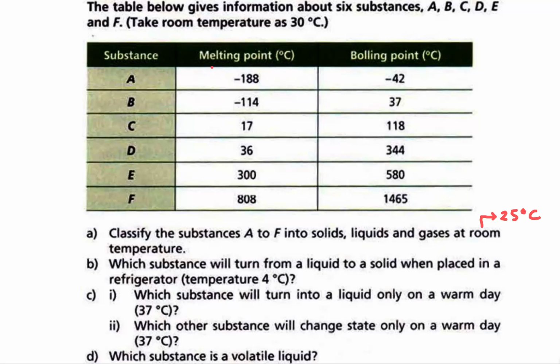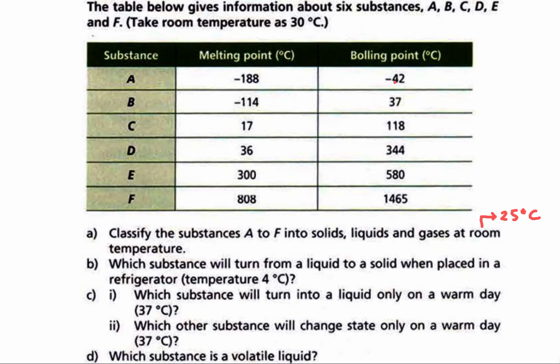Hello everybody. Today we are going to talk about how to predict the state of matter at a specific temperature. For example, in a question paper, a table is given to you which states the melting point and boiling point. And let's say they're asking you to classify the substances A to F into solid, liquid, and gas. Now the thing is, how do you know at which temperature what exactly a substance can be? You can always predict it by looking at the melting point and boiling point.